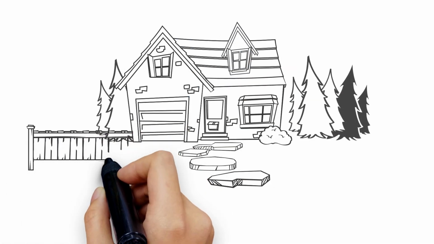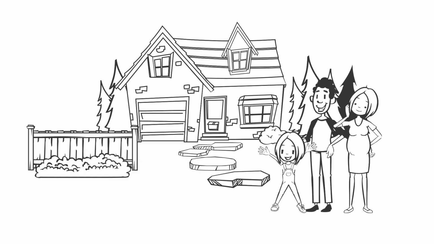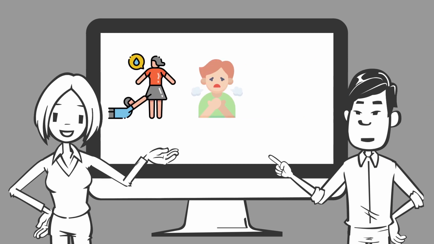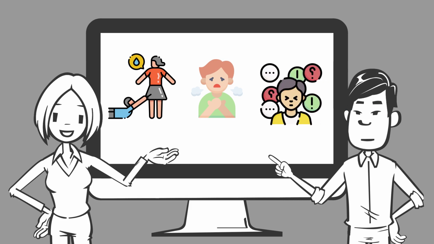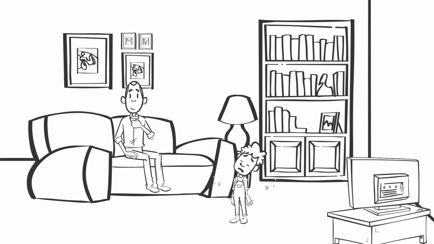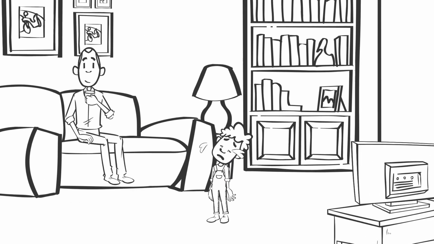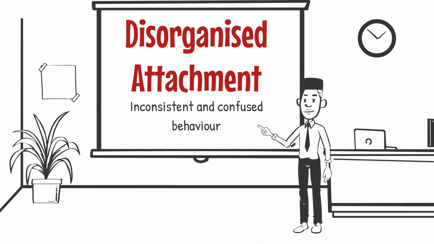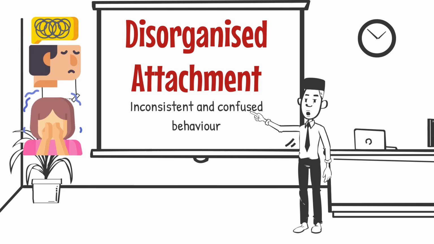Secure attachment is characterized by the child feeling safe and confident in the presence of their caregiver. Anxiously attached children tend to display clingy behavior and have difficulty separating from their caregiver, often experiencing heightened anxiety upon reunion. Avoidant attachment is characterized by a child who seems indifferent to their caregiver, often avoiding contact and not seeking comfort when distressed. Disorganized attachment, the most concerning of the four, is marked by inconsistent and confused behavior, with the child often seeming disoriented or fearful.